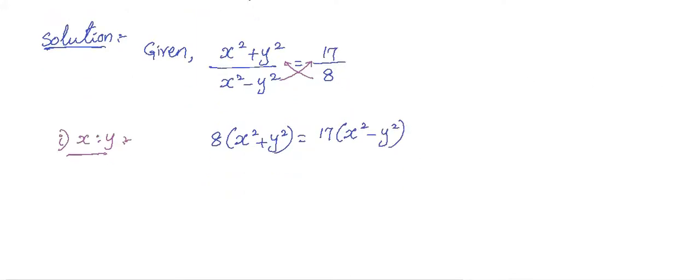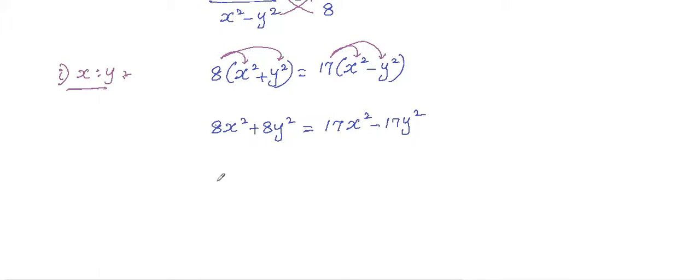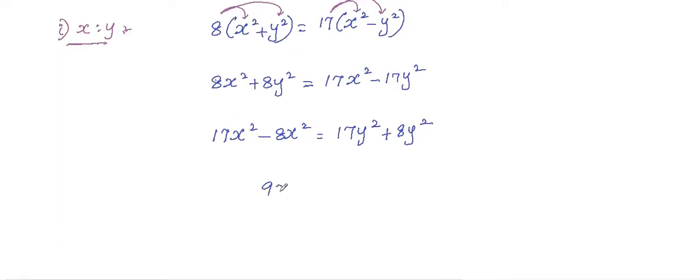If we distribute this, which means if we expand this, we'll get 8x² + 8y² equals 17x² − 17y². Now move x terms to one side and y terms to the other side. So we'll get 17x² − 8x² equals 17y² + 8y². We'll get 9x² equals 25y², which can be written as x²/y² equals 25/9.